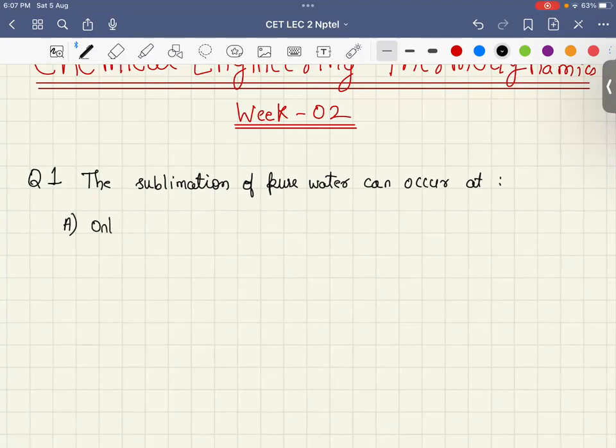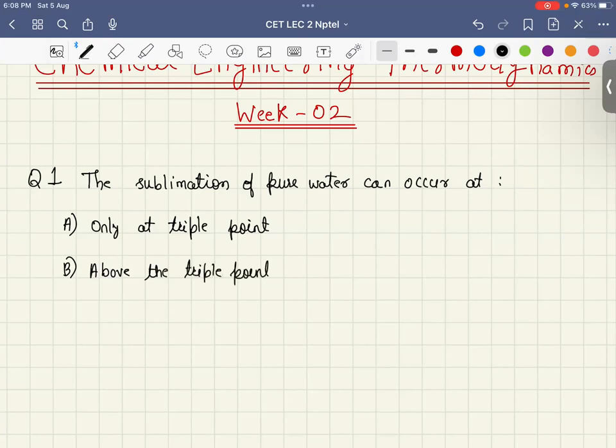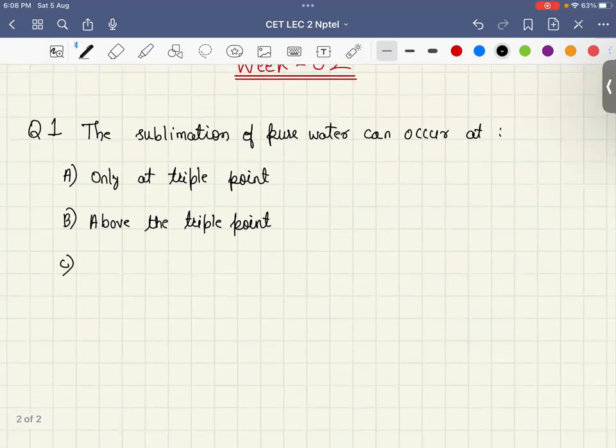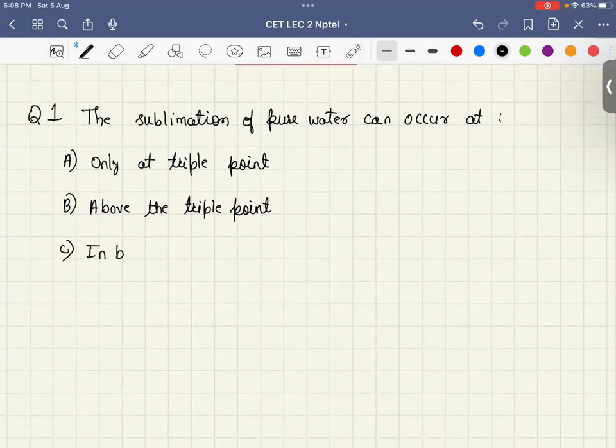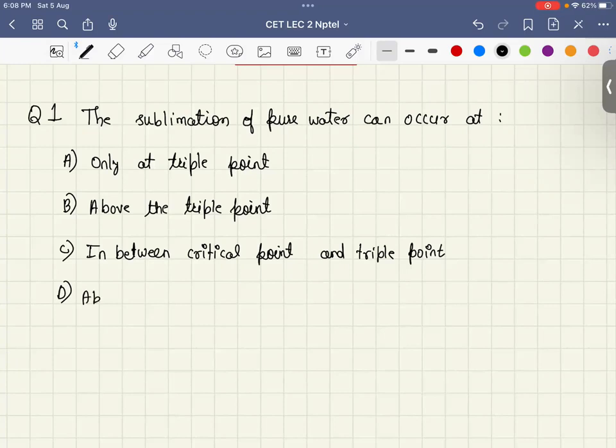Option A, only at triple point. Option B, above the triple point. Option C, in between critical point and triple point. And option D, above the critical point.